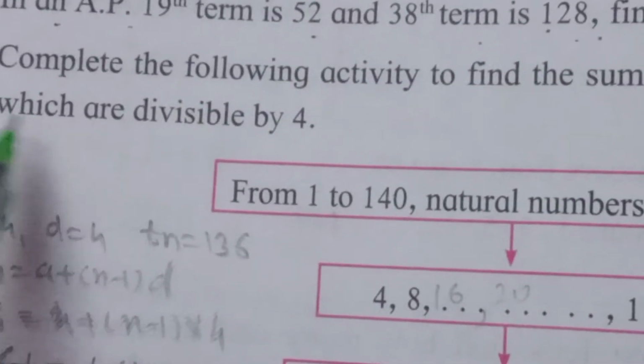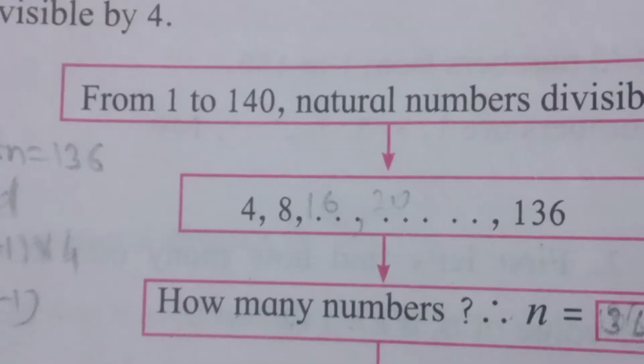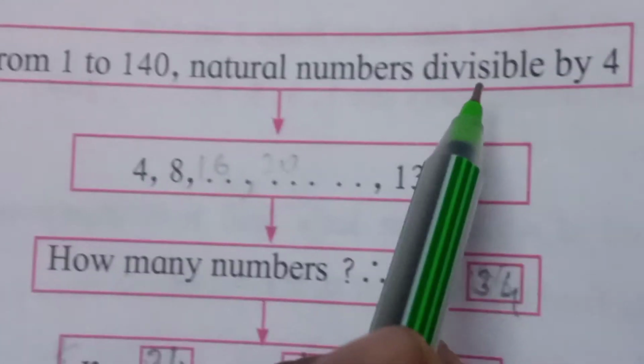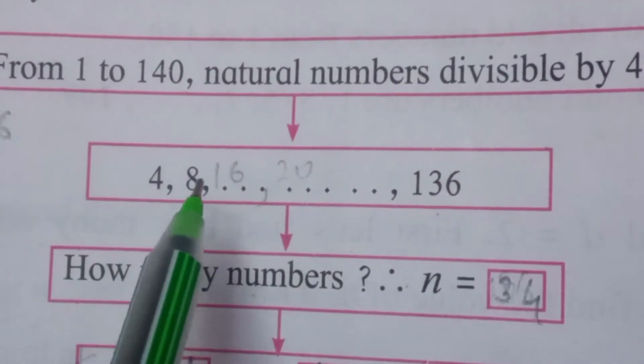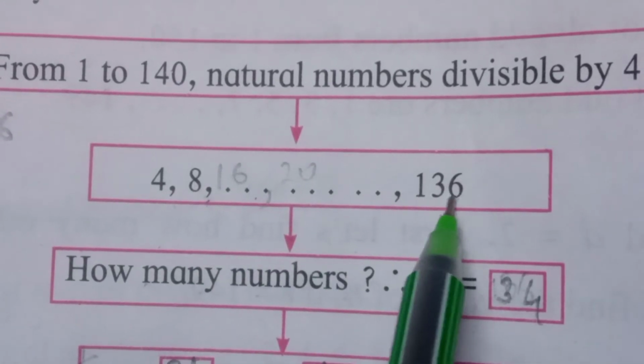Question number 5. Complete the following activity to find the sum of natural numbers from 1 to 140 which are divisible by 4. Which numbers from 1 to 140 are divisible by 4? 4, 8, 12, 16, 20, up to 136.